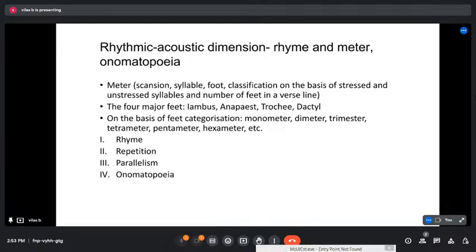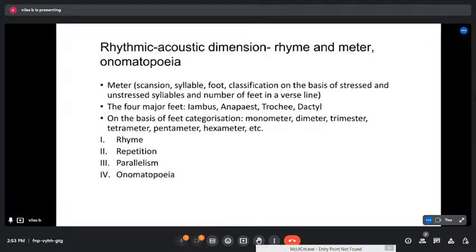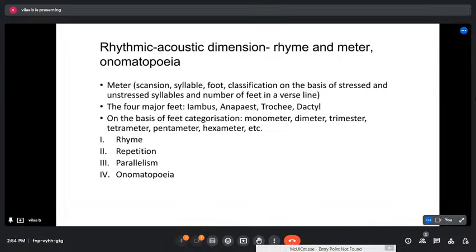Meter is a kind of pattern of stressed and unstressed syllables, how they are employed, or how we come to know the stressed and unstressed syllables. For that we need scansion. We scan a poetic line or a poem. While scanning, we divide each line into syllables. So syllable is the minimum unit of meter.